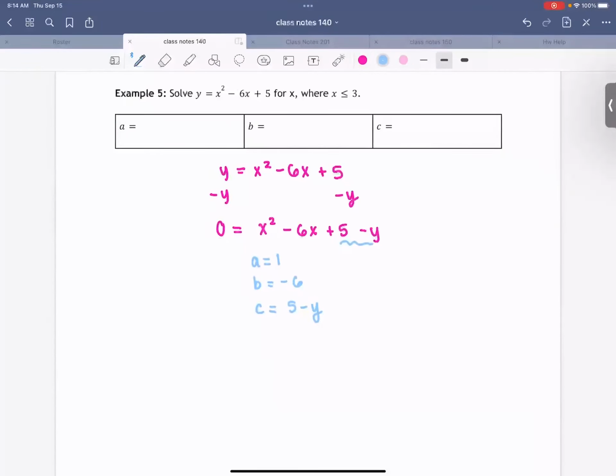We have a bunch of things. We can plug it into our quadratic formula again, right? So we've got x equals negative b plus or minus the square root of b squared minus 4ac, all over 2a.